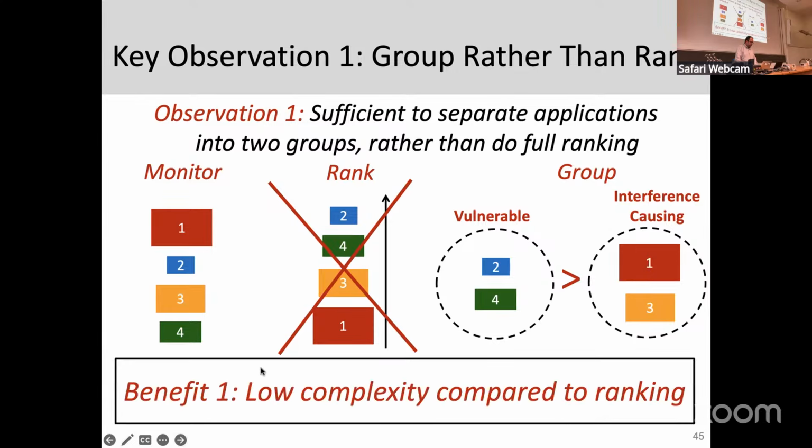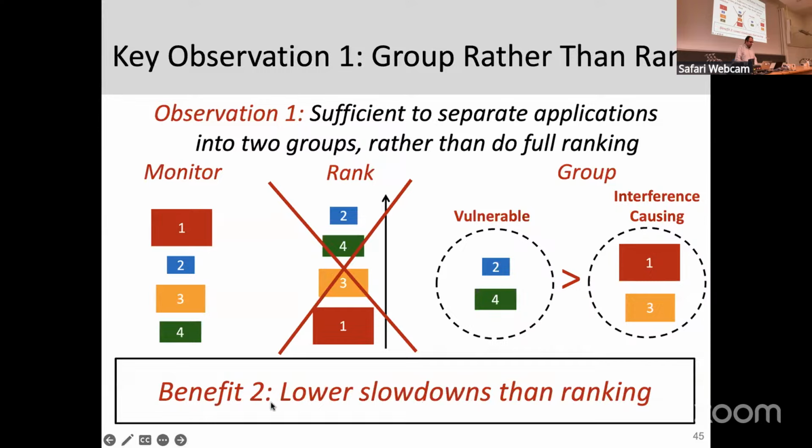So that's the first benefit, which is low complexity compared to ranking. And the second benefit is that it lowers slowdowns compared to ranking, essentially.